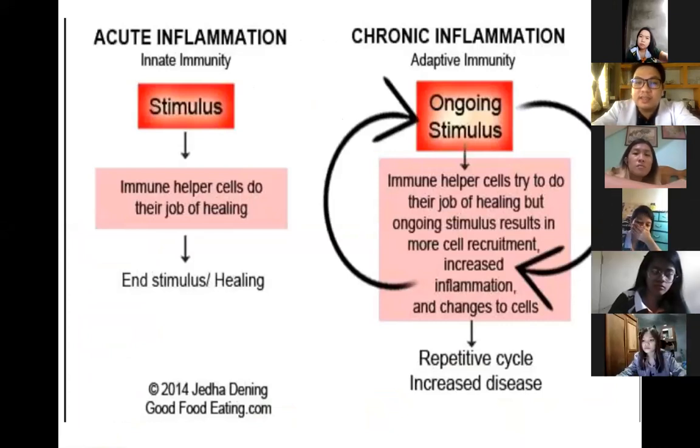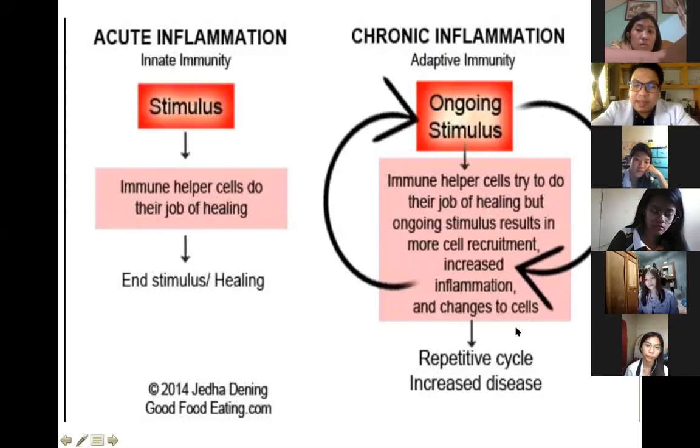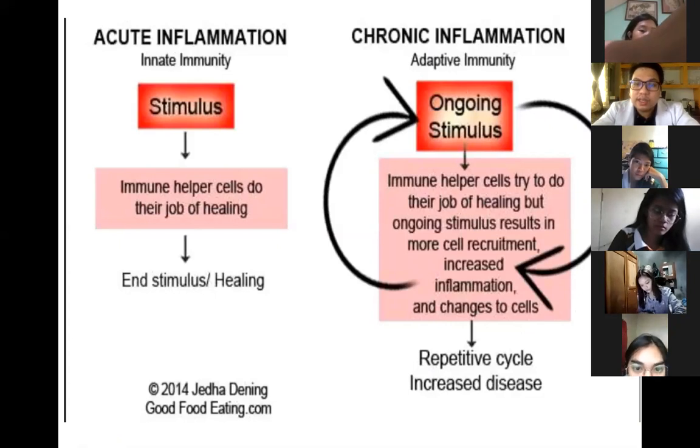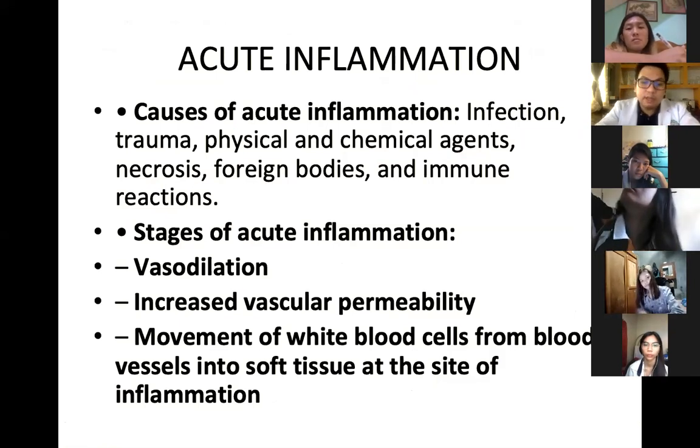Chronic is while there is inflammation, the stimulus is still ongoing. Okay? Merong repetition of cycle. Stimulus, helper cell, walang healing because it will go to stimulus again. That's why chronic inflammation is described as prolonged inflammation. Okay? For acute, class, we have 3 stages for acute inflammation: vasodilation, increased permeability, and the movement of the WBCs.